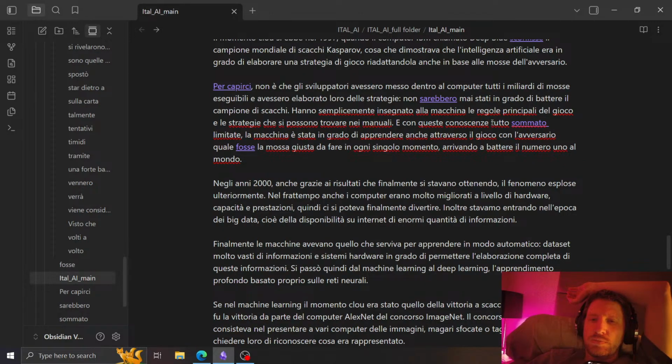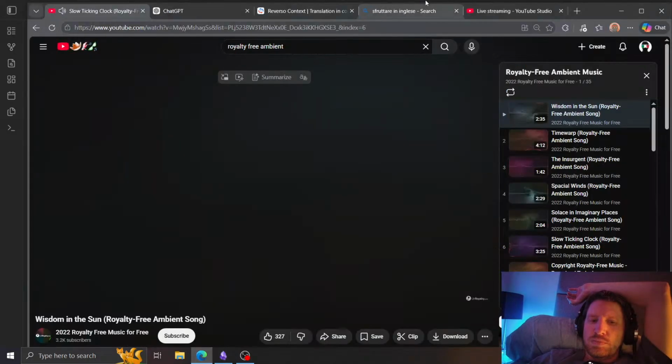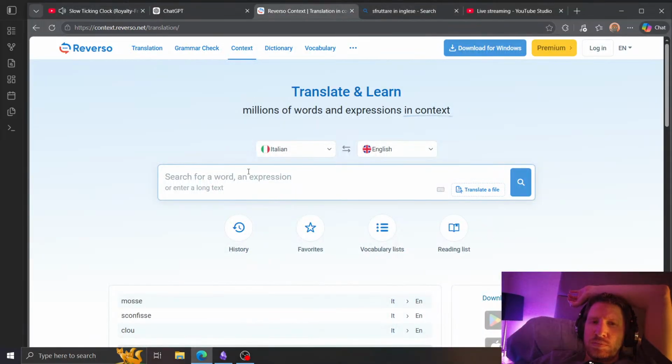I see what you mean. So it's actually one single phrase. Con queste conoscenze is the start, and then tutto sommato limitate is a kind of added comment. So it means with this knowledge, all in all, albeit limited. In short, tutto sommato is like saying overall, and conoscenze is just the subject. So they all look together.